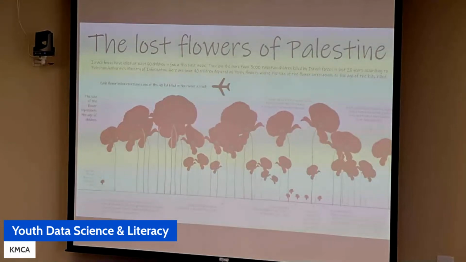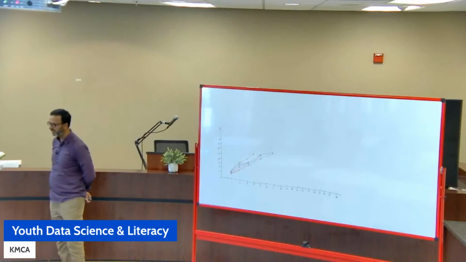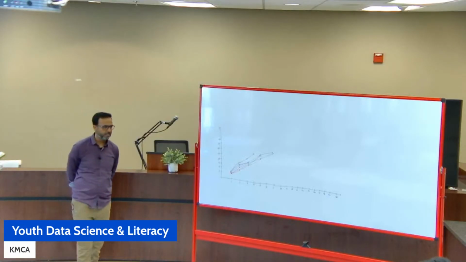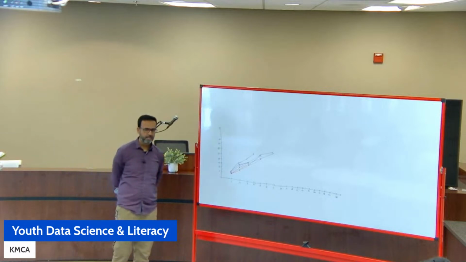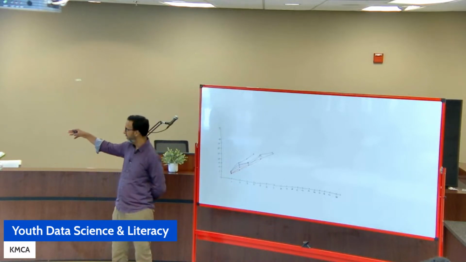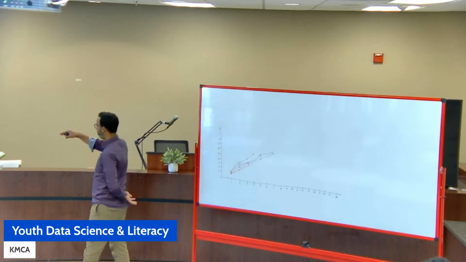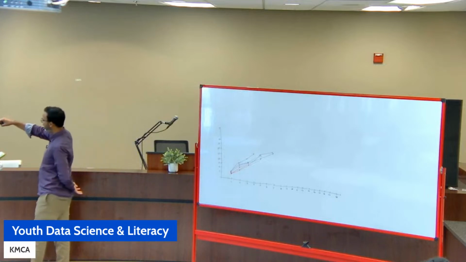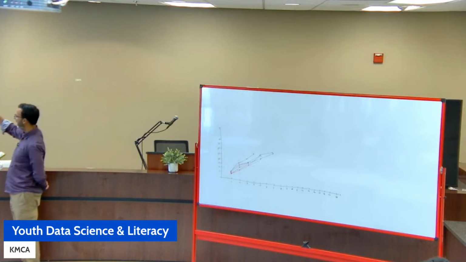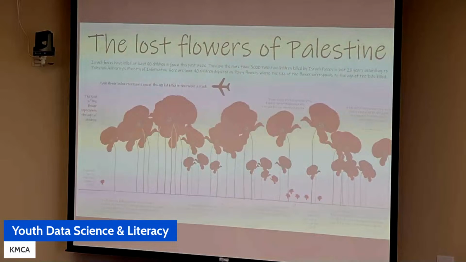Now, if I were to say that 40 kids were killed in the recent attack, it doesn't create as much empathy in the audience. Instead, if I present it in a different way, right? Here, the size of the flowers represents the age of the kids. So there are small flowers, big flowers, and a few flowers next to each other.